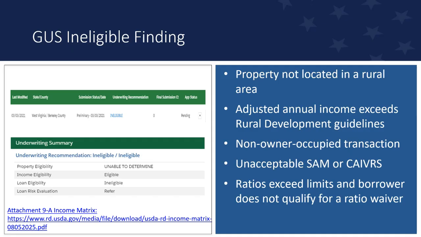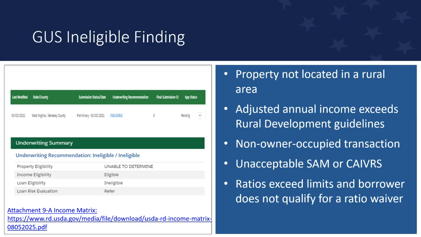An acceptable SAM. If you get an ineligible SAM, the first place you want to look is, did you mark the box correctly? So really often the yes box is marked. I think to say yes, we check SAM, but the question is, has the borrower been debarred from doing business with the government? If they have not, then the no box needs to be marked.